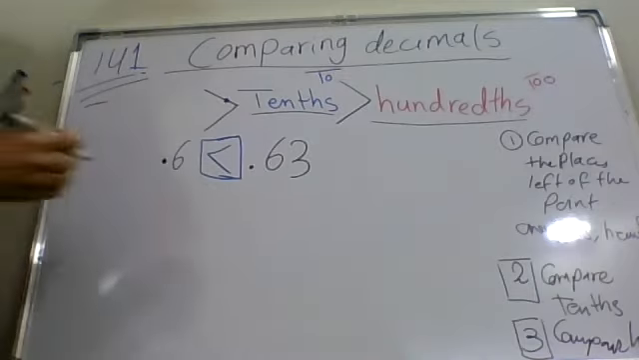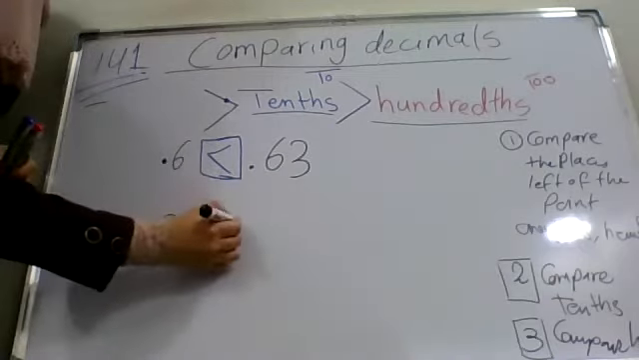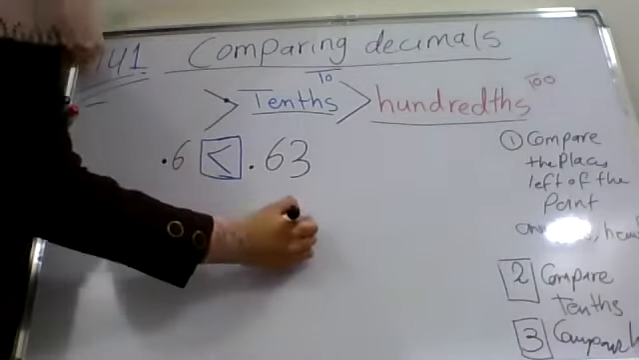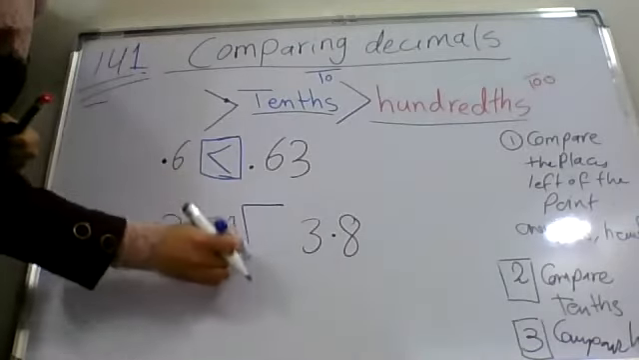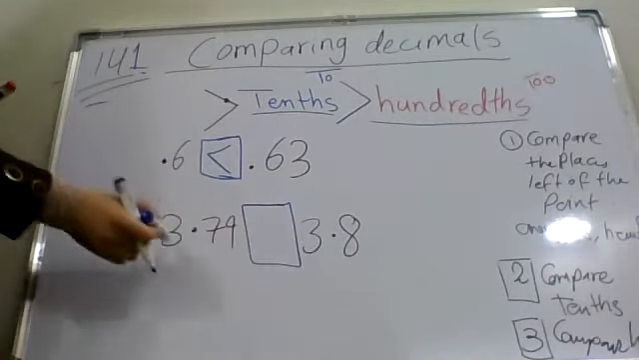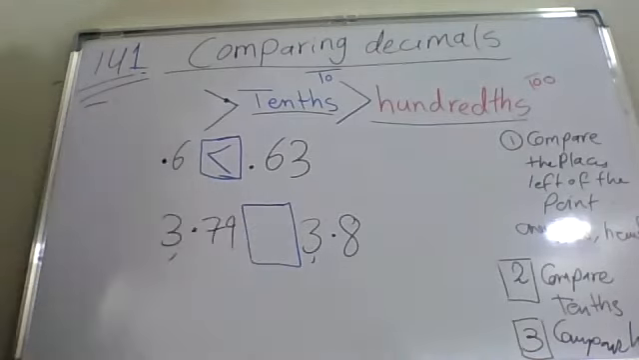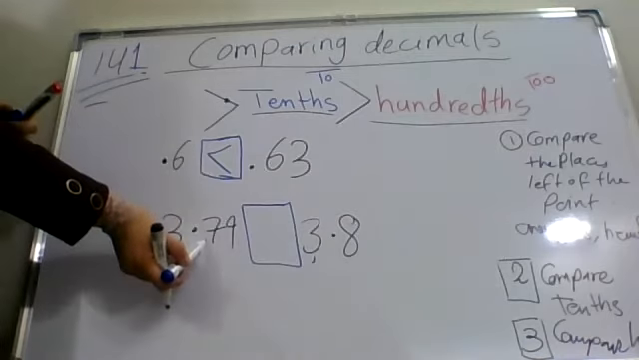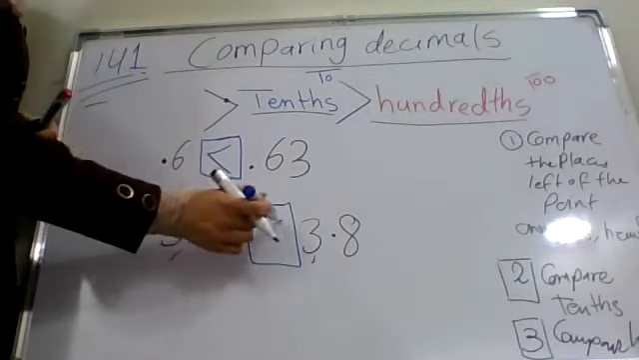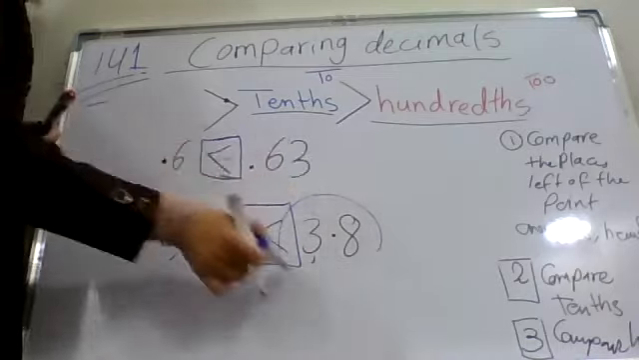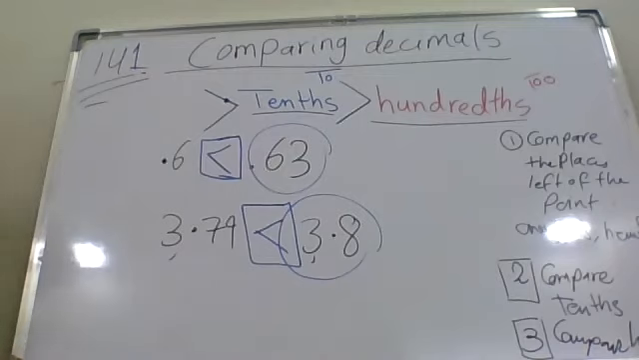Okay, next one: it's 3.79, and the other glove has 3.8. This is the second glove. What do you think? Start with the ones place. Equal. Look at the tenths place. I have 7 here and I have 8. Which one is bigger? Even if you have 9 here, the tenths place is bigger than the hundredths place. So this one has 7, this one has 8. So this number is bigger. So you have to circle this glove, okay?